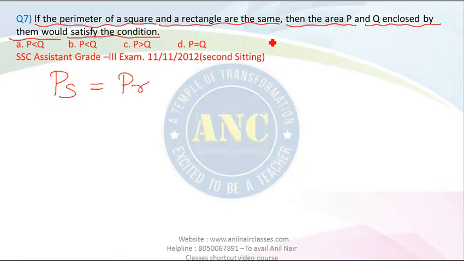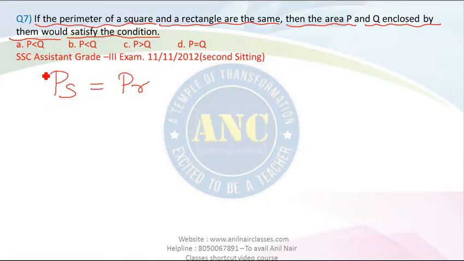Now see here, sir. Area P and area Q enclosed by them would satisfy which condition is the question. Now see here, let us not worry too much about what needs to be solved here. Let us solve by using some numerical values. Some examples, let me take it so that we will understand it better.